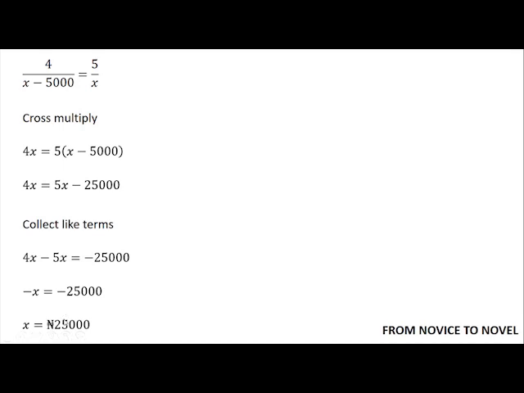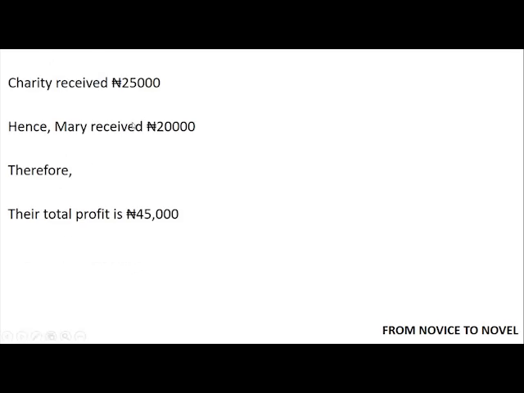If you got that correctly, Mary is going to collect 20,000 naira. So if charity receives 25,000 naira, Mary will receive 20,000 naira. But the question states, how much is their total profit? Now their total profit will be 25,000 plus this 20,000, which in turn gives us 45,000 naira. And the last question.